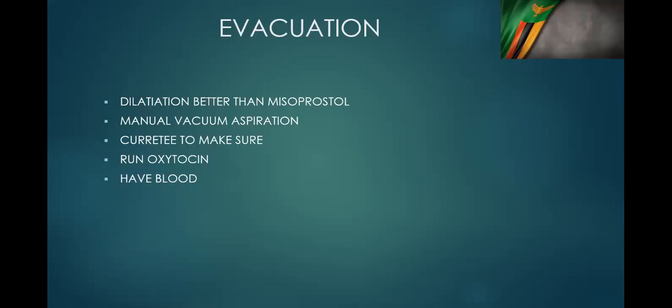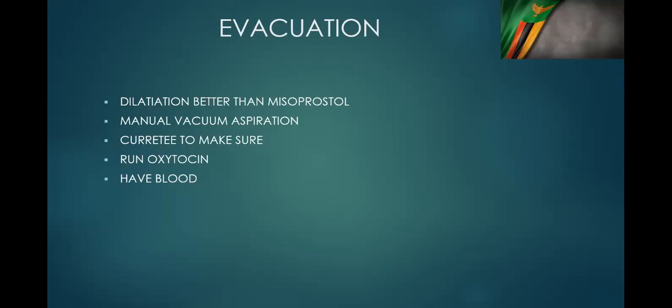We do manual vacuum aspiration. Some people even curette the uterus just a little bit to make sure everything comes out. Then during the evacuation, it's advised that you have oxytocin ready, so that when there's excessive bleeding, you can run your oxytocin to contract the uterus. And then you need to have blood available.